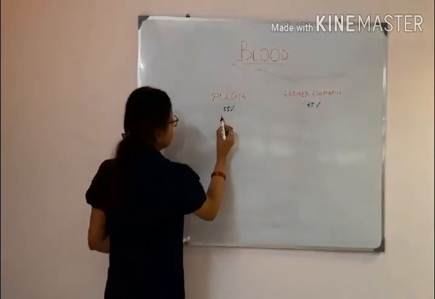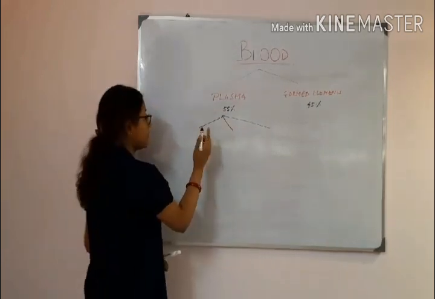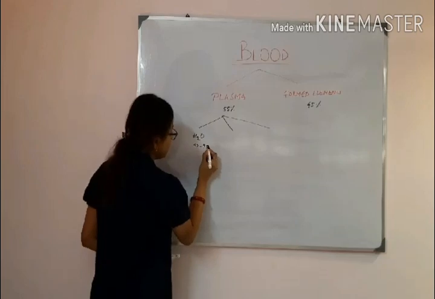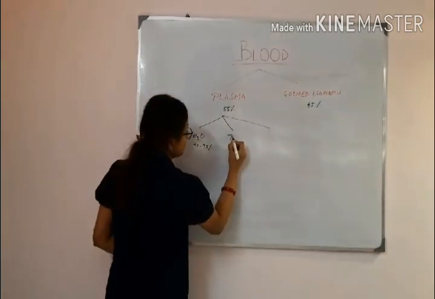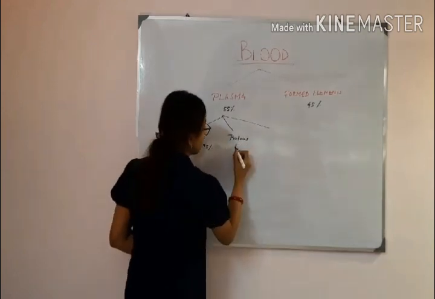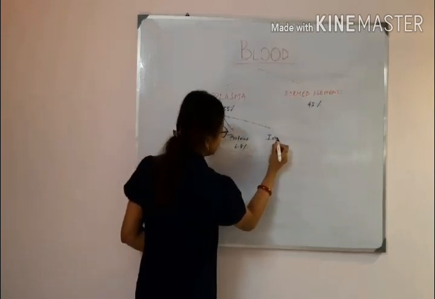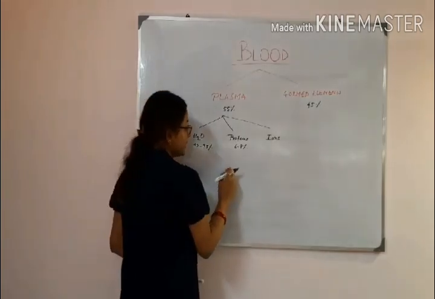In plasma there are three components. It is mainly composed of water, 90 to 95% water. Okay. Next it is composed of proteins, 6 to 8%, and some ions. Okay. Now we will see the proteins.